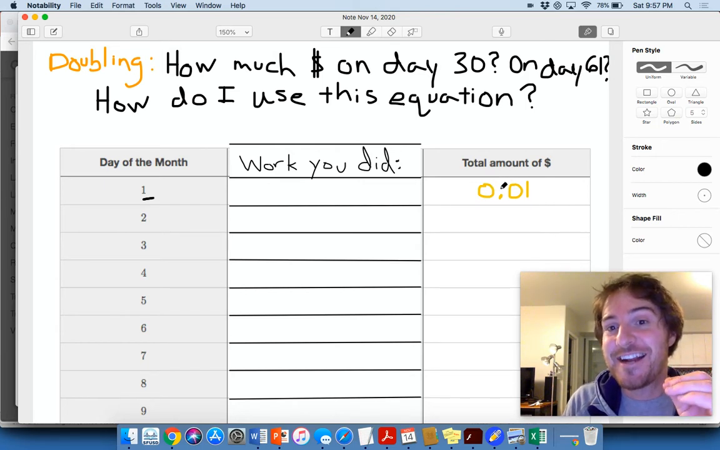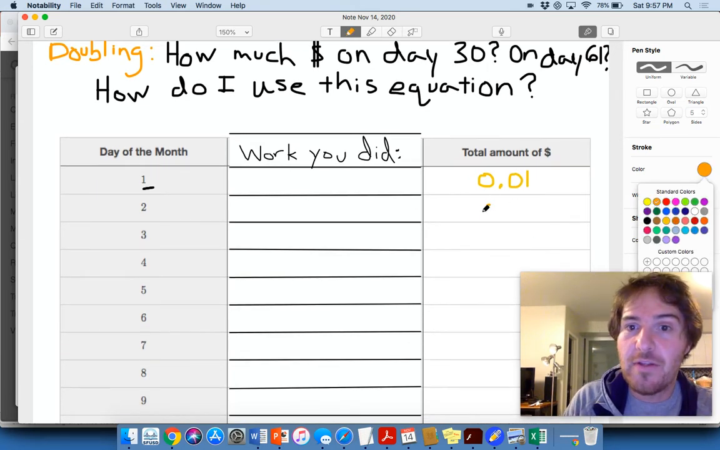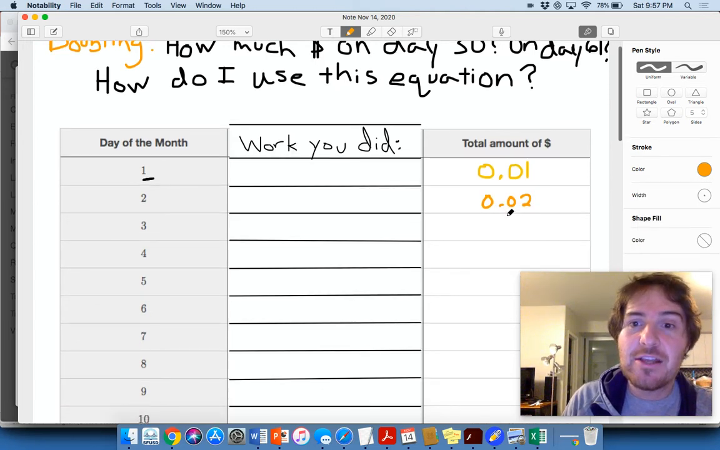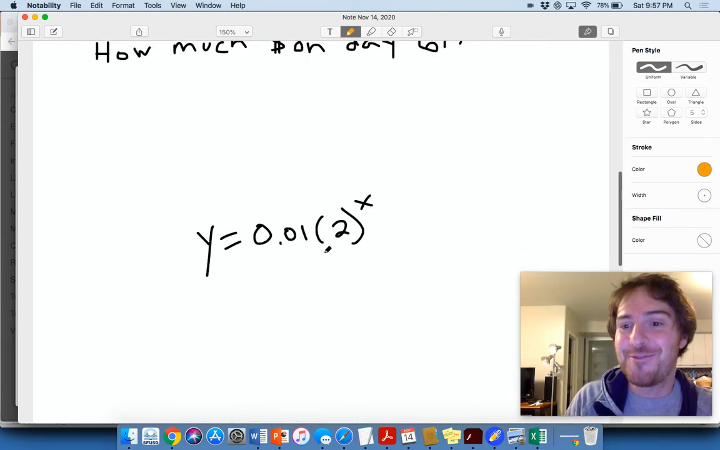So your starting number here technically would be half of this, right? Because your money was doubling. You had 0.01, then you had 0.02, 2 cents, and then you had twice as many cents as that, so you had 4 cents, 0.04. And then you had 8 cents. So the equation that I gave you was off a little bit here.